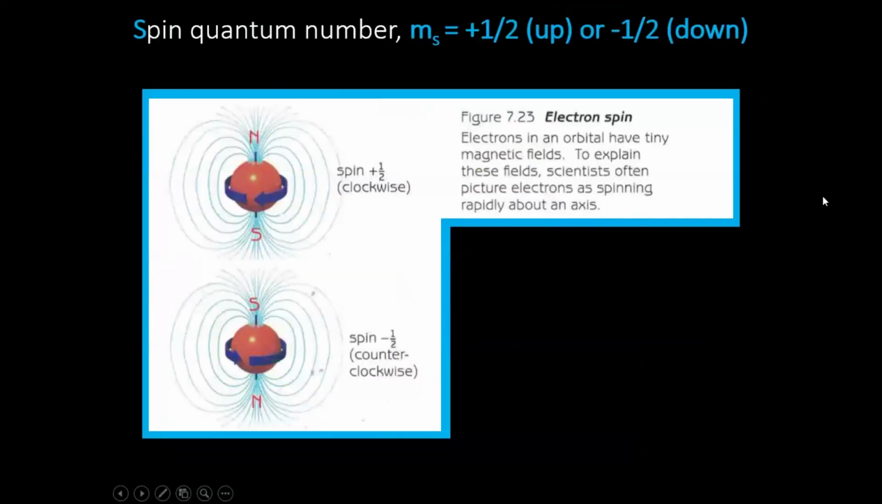Now, the last quantum number is the spin quantum number. And you'll like this one. It's the easiest one. It only has two choices. They can either spin from north to south, and we call that a +1/2, or an up spin. And the other way is -1/2 or a down spin.